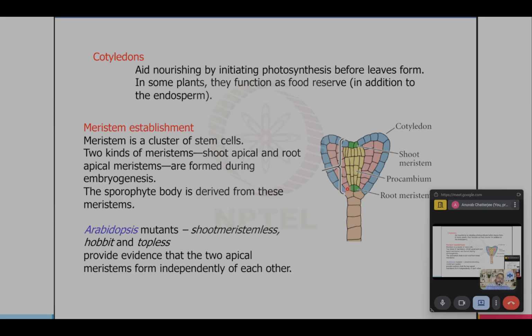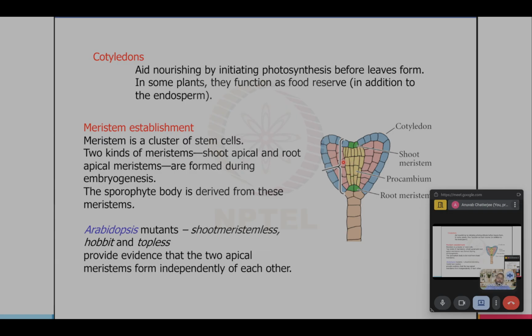Followed by this green part, which is known as the root meristem. Meristematic tissues are clusters of stem cells which give rise to the entire root and shoot, which comes from the shoot meristem of the plant. So these stem cells will give rise to essentially the entire plant in both directions, top and bottom.